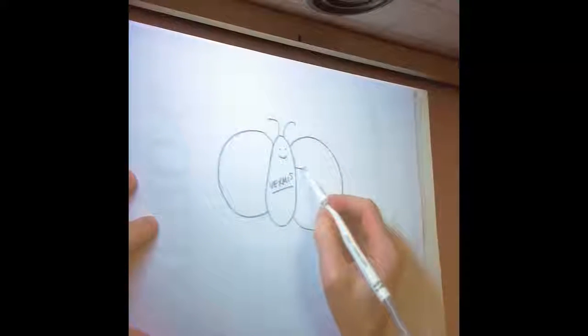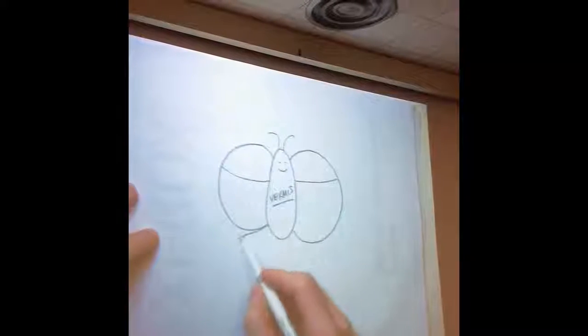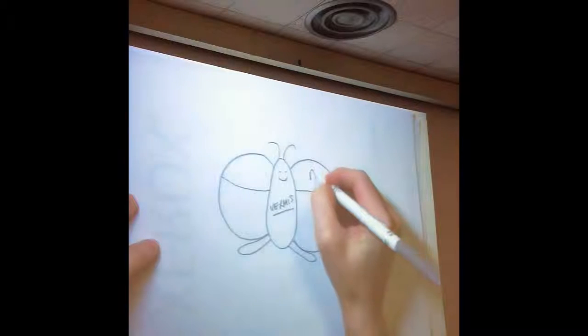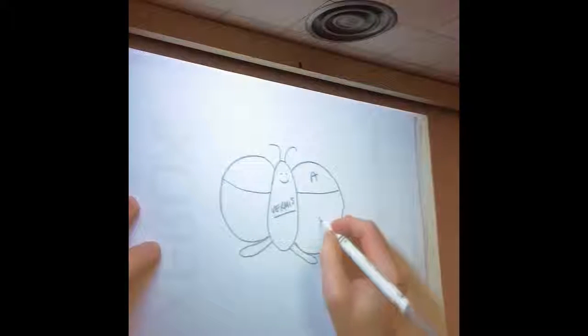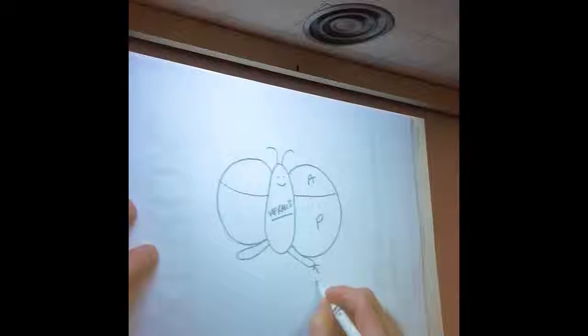So if we made our butterfly have multiple wings, it would look more like this. And so this would be the anterior lobe, and a much larger posterior lobe, and a very teeny tiny flocculonodular lobe.